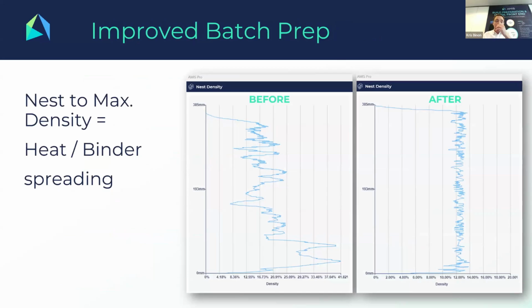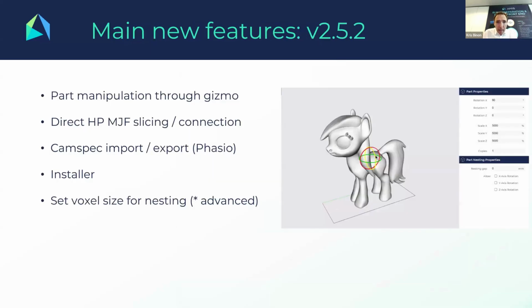Another one, which was already known, of course, to most of you, is the possibility to have what we call nest to density, so that you really say, okay, my density inside my nesting can only be or should be topped off at, let's say here, 13%, which makes it really possible to manage this heat or binder spreading inside your build, which really improves the quality of the outcome of your builds.